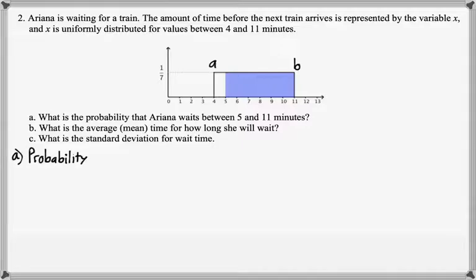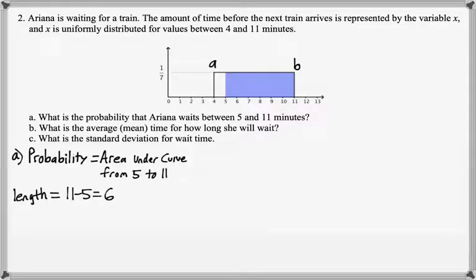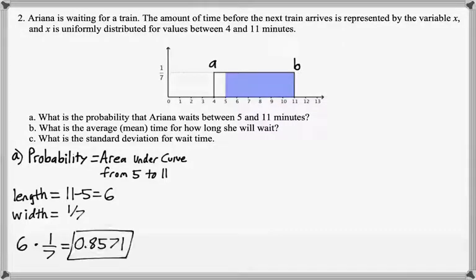So the probability is equal to the area under the curve from 5 to 11. So that's the shaded region. So we want to find the length and the height, or the width, of the shaded region. So the length is 11 minus 5, which is 6, and the width, or the height, is 1 over 7. And we want to multiply these, so 6 times 1 over 7 is 0.8571.